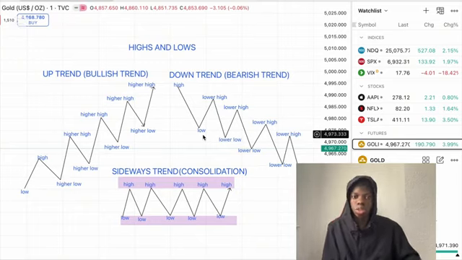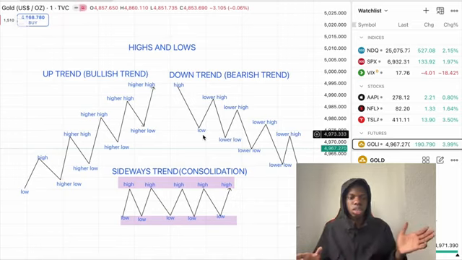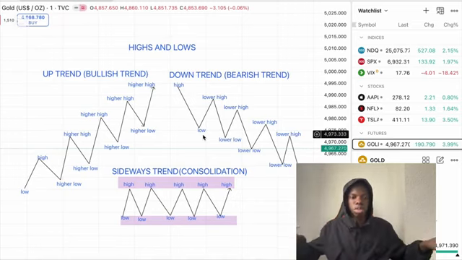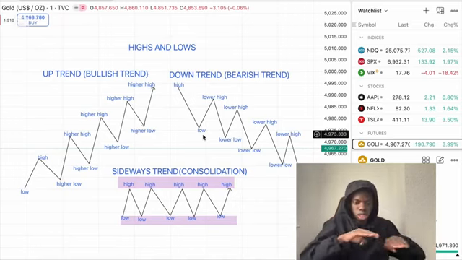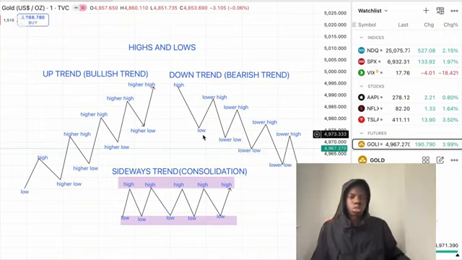The first thing you need to know as a trader is the trend. You understand? The trend. The sideways trend just goes low, high, low, high, low, high. There's no higher high, no higher low. You understand? It doesn't break above or below. It just goes like this, neutral. No up, no down. So now we know the bullish, the bearish, and the consolidating.